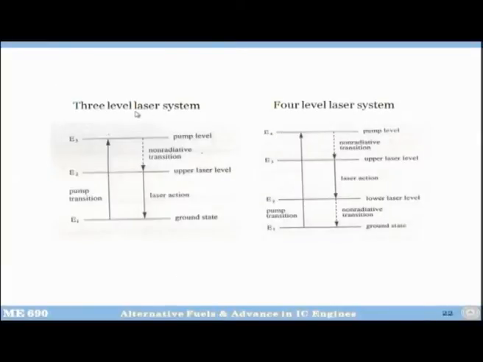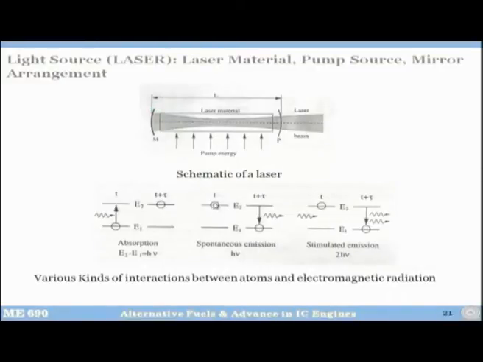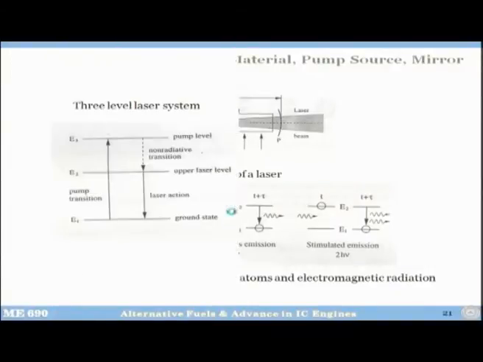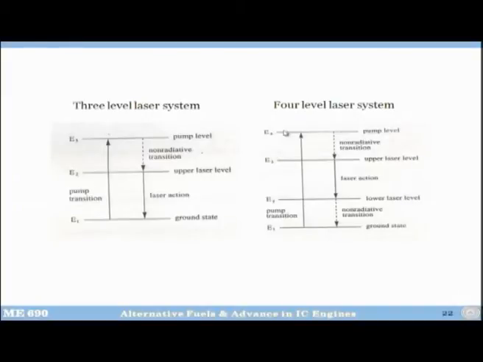Okay. Now, there are many types of systems. What I have shown you here is basically a two-level system. Two-level systems are very impractical systems. In nature, such kind of systems really do not exist. What exists in nature is 3-level and 4-level systems.